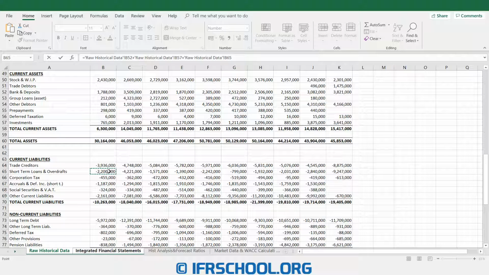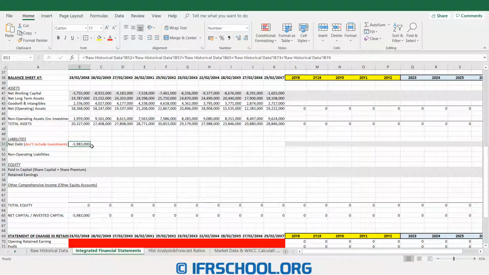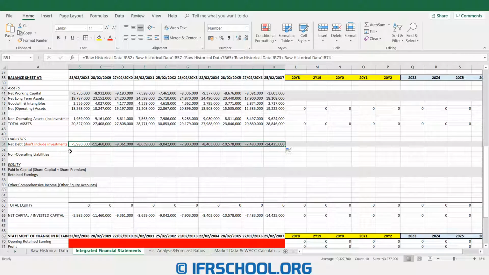I will now search the non-current liabilities section for the company's long-term debt. Under the non-current liabilities section, I will include long-term debt and other long-term liability accounts. We can see the net debt plug is negative over the historical period. This means the company's long-term debt exceeds its cash reserves.